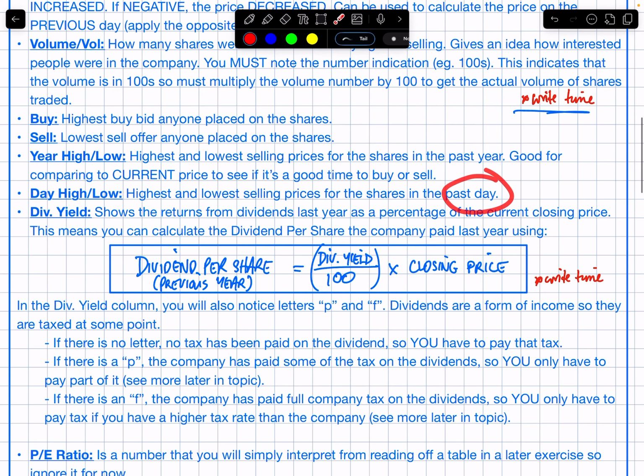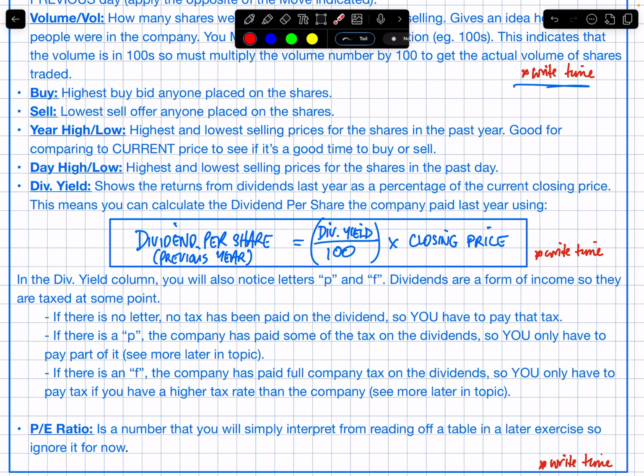Dividend yield is slightly more complicated. Dividend yield shows the returns from dividends last year as a percentage of the current closing price. So to explain what dividends are, when you buy shares, you have ownership in part of the company. Now, normally you could make profit by buying those shares for a cheap price and selling them for higher to make a profit. But if a company is doing really well and it's making profits, sometimes they give out part of their profits among all their shareholders as a dividend. So you just get free money, basically, and it's paid per share that you own in that company.